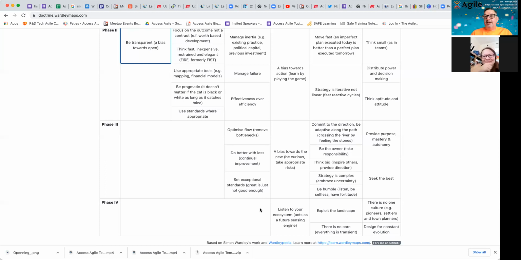And again, everything's transient. There's no core. I was completely surprised that people wanted to do more at more events. So we're doing our second one. There's no one culture, and again, I think we need to get our settlers, town planners, pioneers in the different groups doing things. I don't think we've done that very well, and I think we need to design for constant evolution. So phase 4, I would give myself a 1 out of 10 after the festival. 1 out of 10.